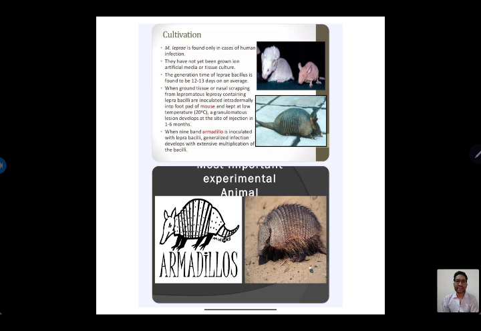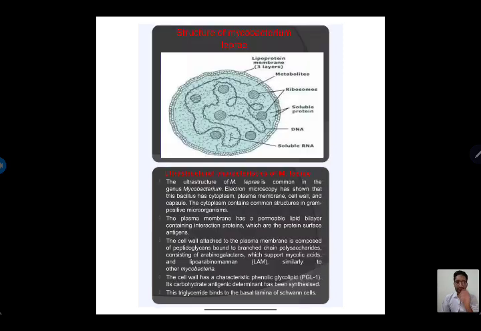When ground tissue or nasal scraping from lepromatous leprosy containing lepra bacilli are inoculated intradermally into the foot pad of the mouse and kept at a low temperature, granulomatous lesions develop at the site of injection in 1 to 6 months. When the nine-banded armadillo is inoculated with the lepra bacilli, generalized infection develops with extensive multiplication of the bacilli.